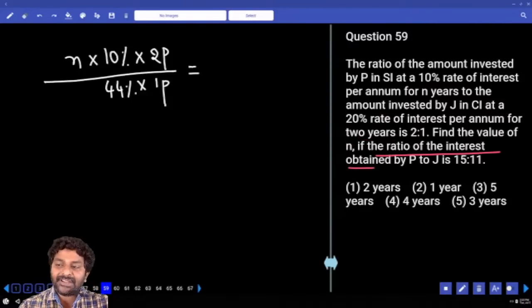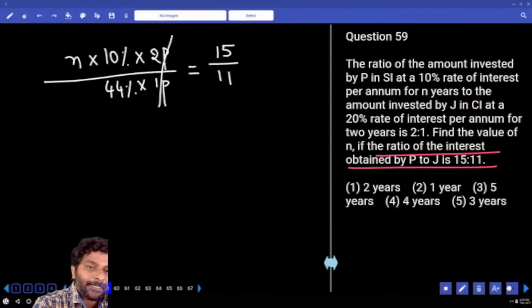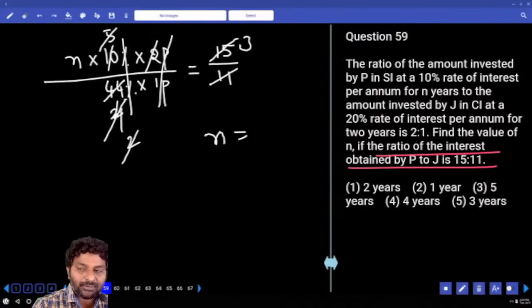The ratio of interest obtained by P to J is 15:2. That means this value is equal to 15:11 only. First of all, P gets cancelled, percentage gets cancelled. 11, 2, 5, then n is equal to, that's it.